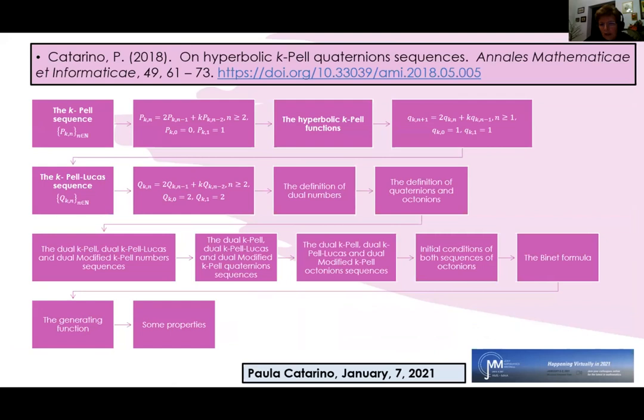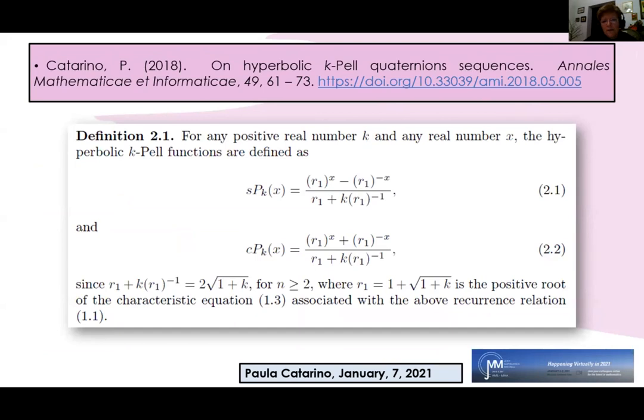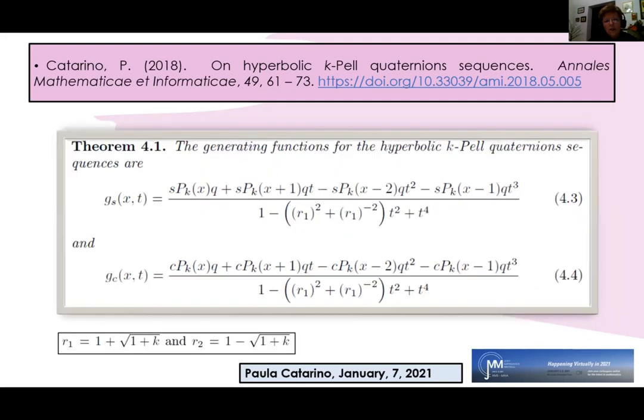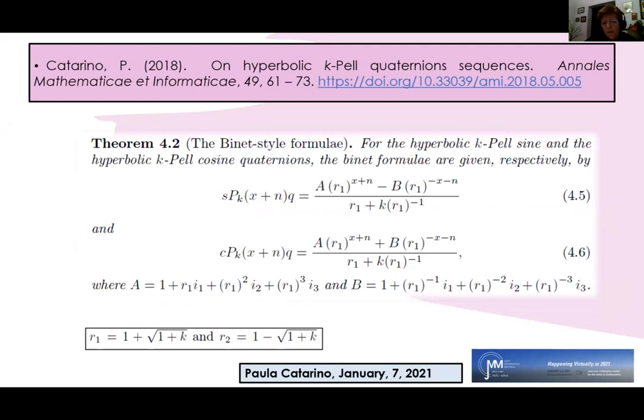Again, we use the definition of dual numbers, the definition of quaternions and octonions, and the hyperbolic functions here. Here is the definition of hyperbolic functions, only to recall. The hyperbolic kappa-Pell sine and hyperbolic kappa-Pell cosine quaternions are defined this way. The generating function of the hyperbolic kappa-Pell quaternion sequence is given by this expression for sine and cosine. And the Binet formula for sine and cosine is also given by this expression, where A and B are these quaternions defined here.